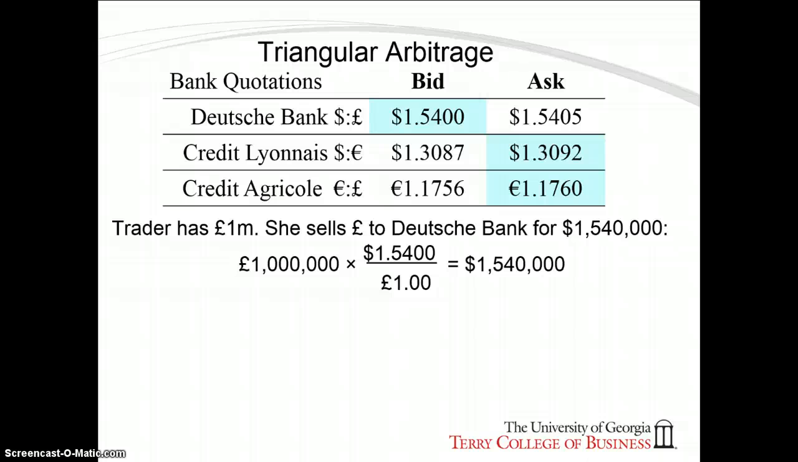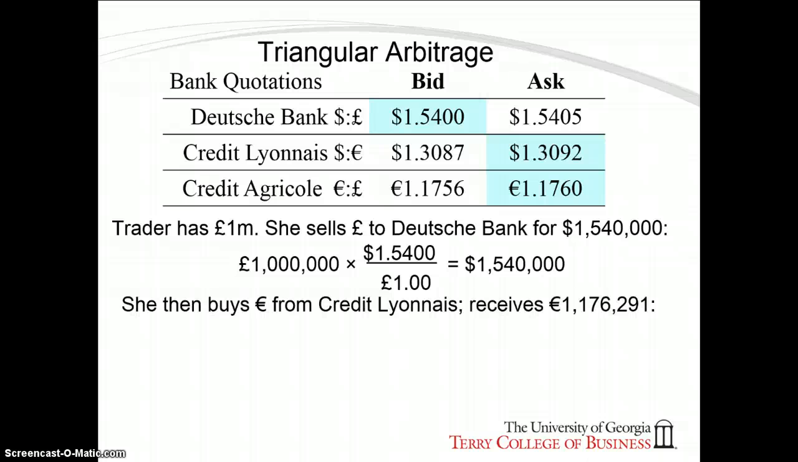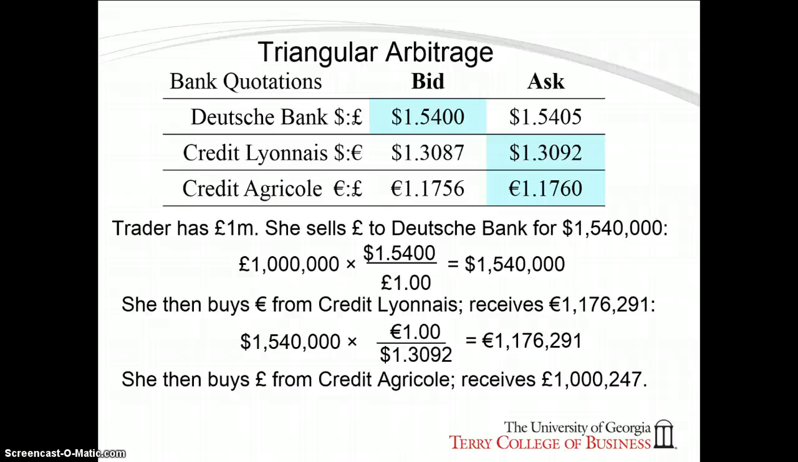Then the trader takes her dollars to Credit Lyonnais and uses them to buy euros. Note that Credit Lyonnais will be buying dollars, so we use the reciprocal of the American terms ask rate to get the European terms bid rate. The trader then receives 1,176,291 euros. The last step is to sell the euros to Crédit Agricole for pounds. Crédit Agricole will be buying euros, so we use the reciprocal of the euros to pound ask rate to get the pounds per euro bid rate.